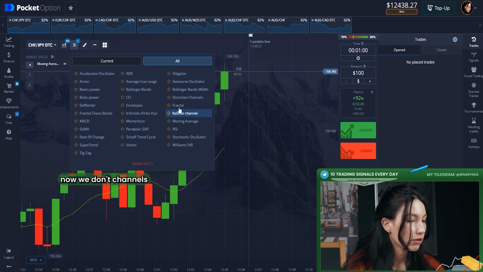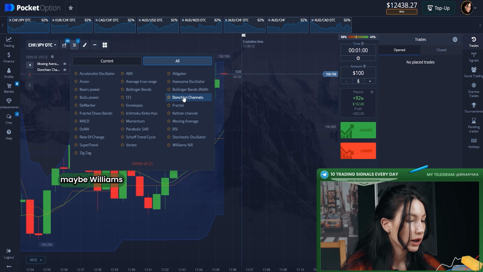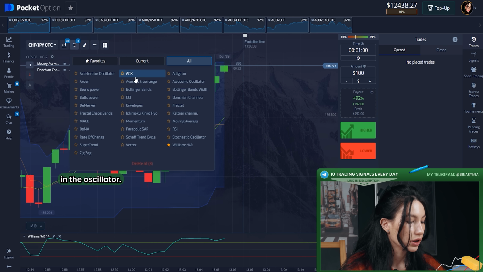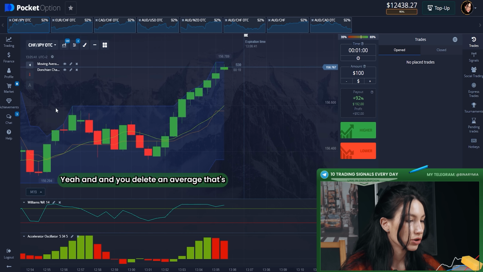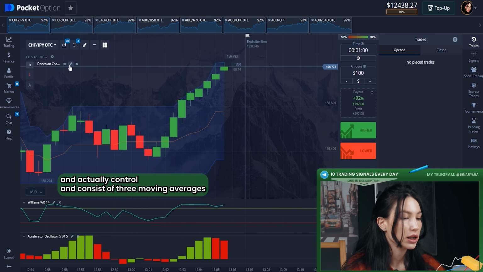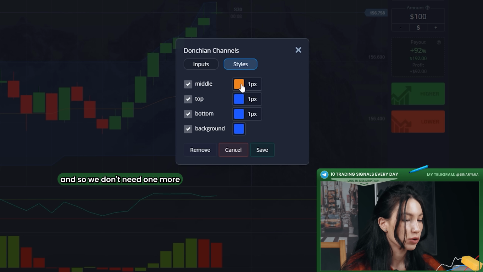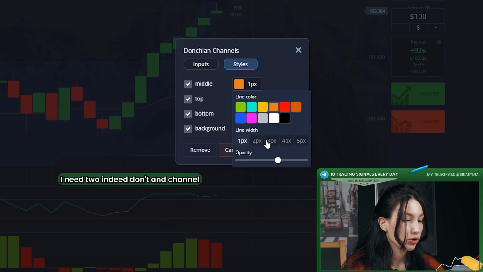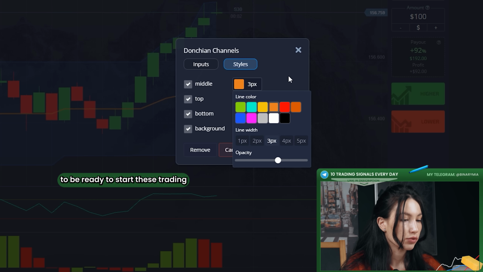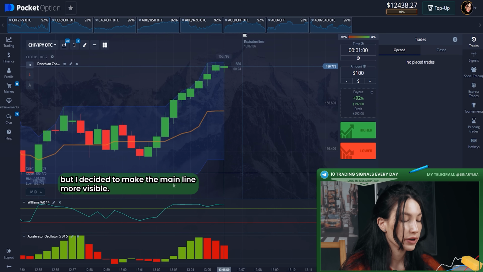That will be moving average, Donchian channels, maybe Williams, and the oscillator. And I need the lead moving average. Actually, we don't need it because we have the Donchian channel, and the Donchian channel consists of three moving averages, so we don't need one more. I need to edit the Donchian channel to be ready to start this trading. You can leave everywhere 1 pixel, but I decided to make the main line more visible.